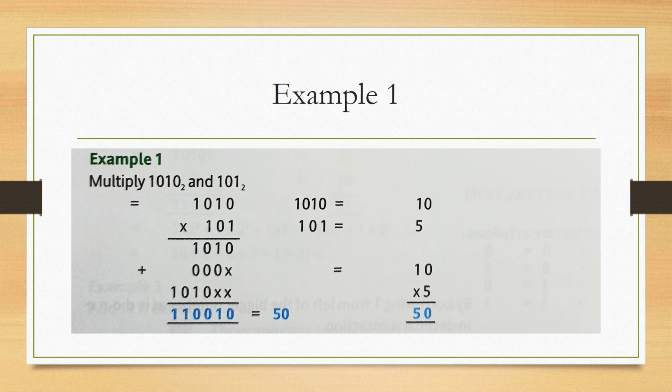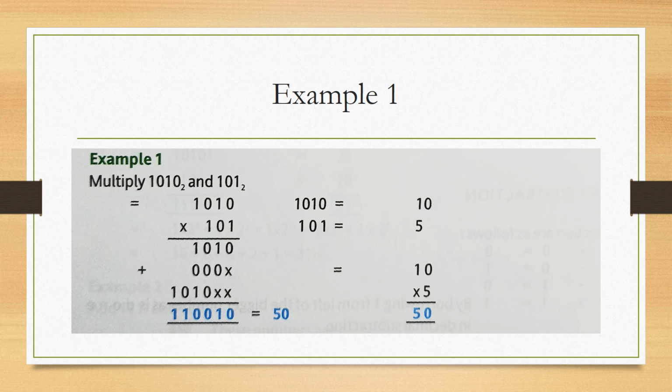1 into 0 is 0, and 1 into 1 is 1. Now add all these numbers. We'll take from the right-hand side again: 0, then 1 plus 0 is 1, then 0 plus 0 plus 0 is also 0. Further we have 1 plus 0 plus 1, that is 10 with carry over 1. So we add this 1 in the next line: 1 plus 0 is 1, and the last number is also 1.